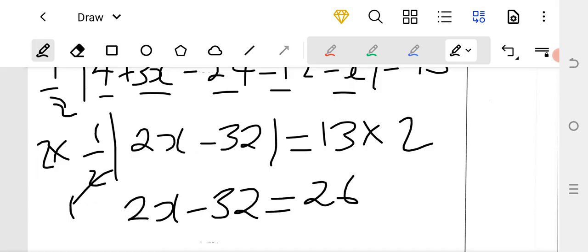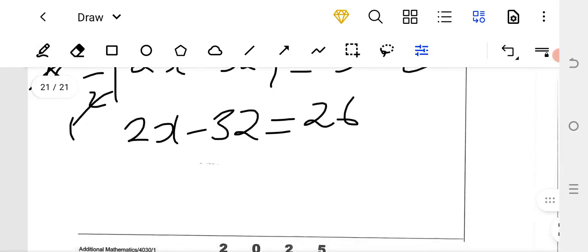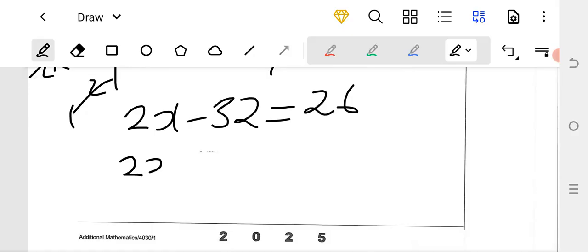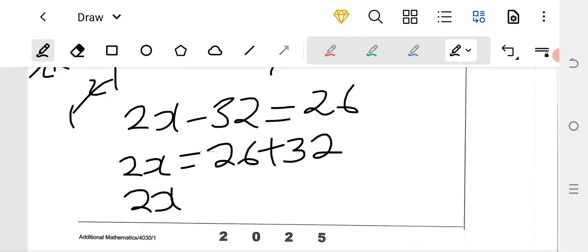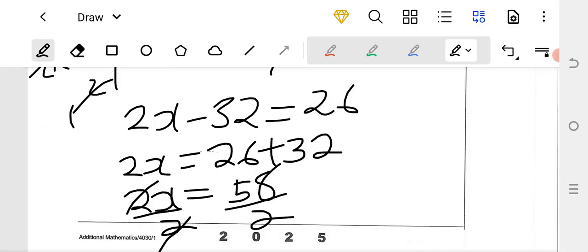2 can go into itself a 1, 2 can go into itself a 1. So 2x is equal to 26 plus 32. Type it in your calculator. 26 plus 32 is going to give you 58. 58 divided by 2. X is going to give you 58 divided by 2. X is going to give you a 29.